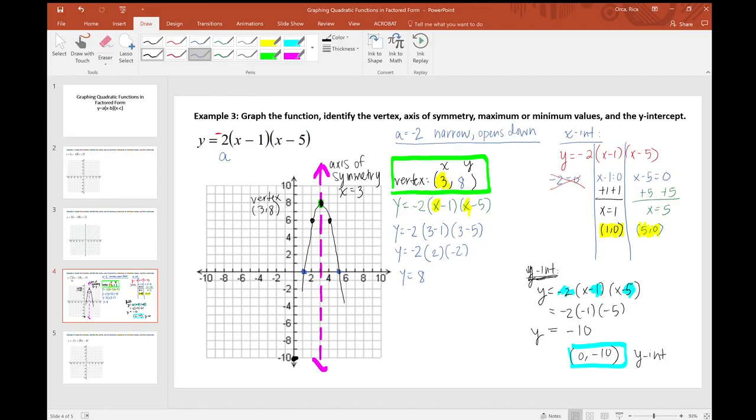And if there's a point at 0, -10, we know that we are going to automatically have a point at 6, -10 because our parabola should be symmetrical. Highlight the graph.